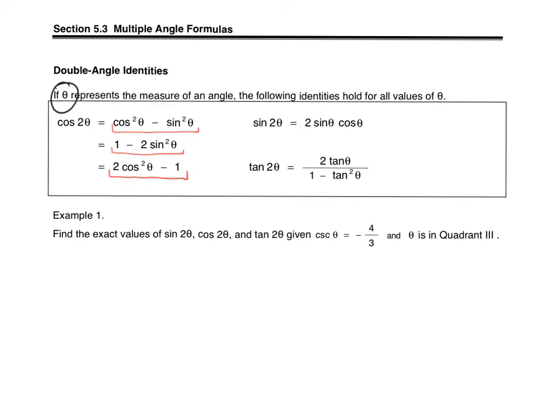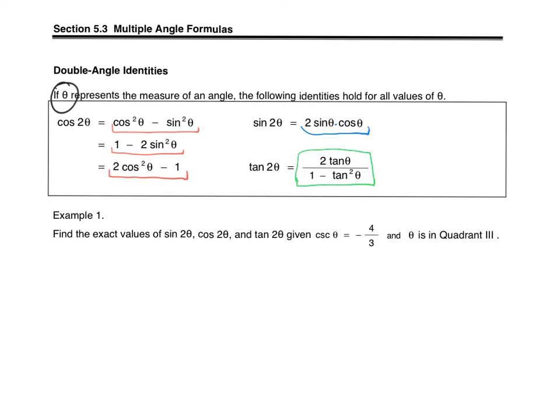Sine of 2 theta only has one identity, so that is just 2 sine theta cosine theta. And then the tangent of 2 theta also only has one, and that is 2 tangent theta over 1 minus tangent squared theta. So let's look at using these.